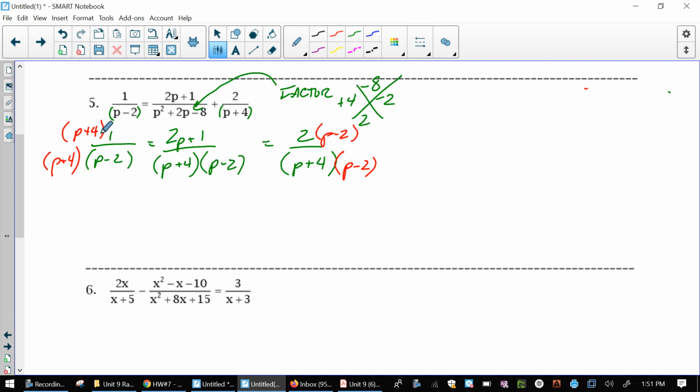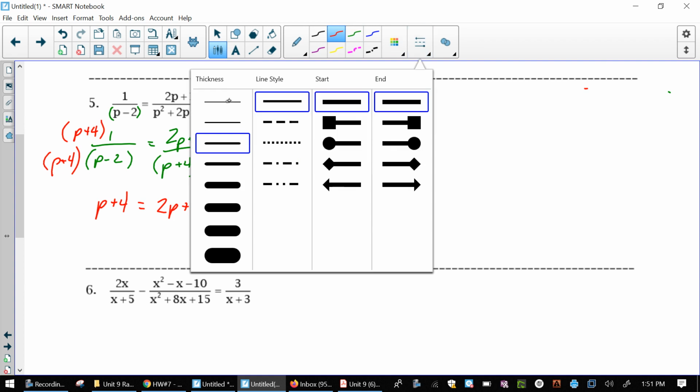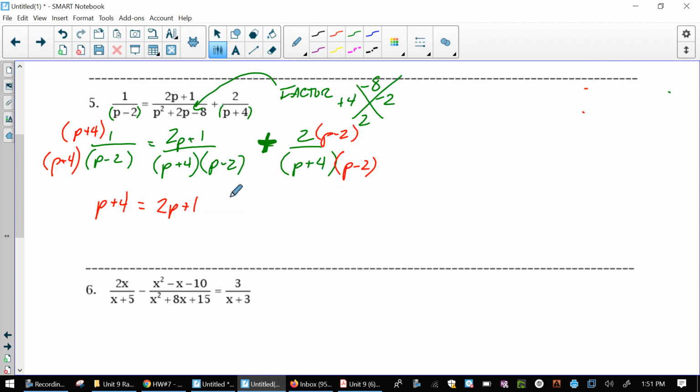So in the top, p plus 4 times 1 is just p plus 4. Then this one didn't change, still 2p plus 1. But what I did, I put an equal sign here. Let's fix that. Should be a plus. Okay, and then we have plus 2 times p minus 2. All right, there's our new numerators after getting our common denominator.